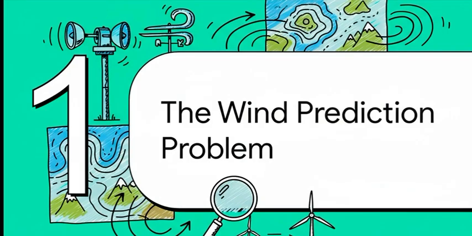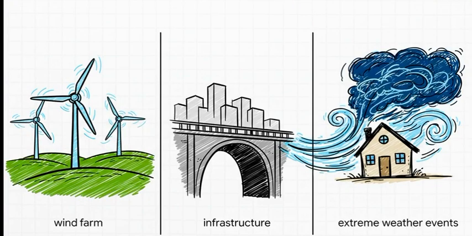So, to really get a handle on this problem, we first need to take a look at the tools scientists are using and understand why they're not always getting the job done. And look, this isn't just some abstract academic thing. Getting wind predictions right has massive real-world impacts. It's absolutely crucial for things like building effective wind farms or designing bridges and buildings that can withstand the elements, and even just preparing for extreme weather.